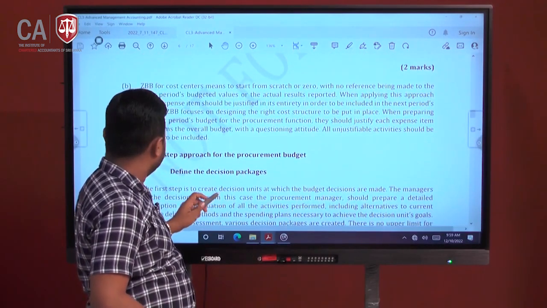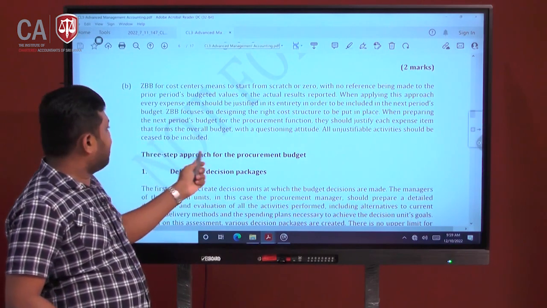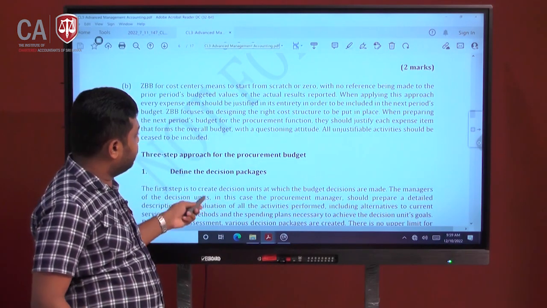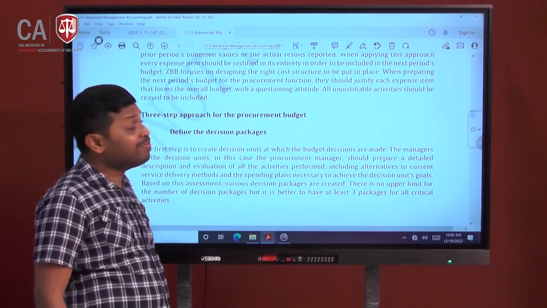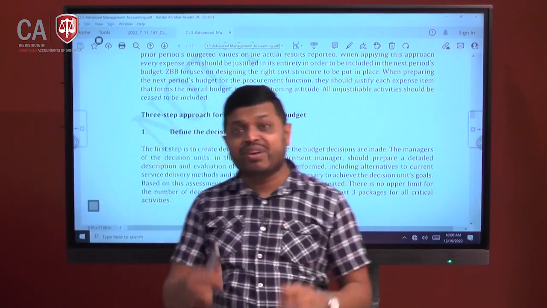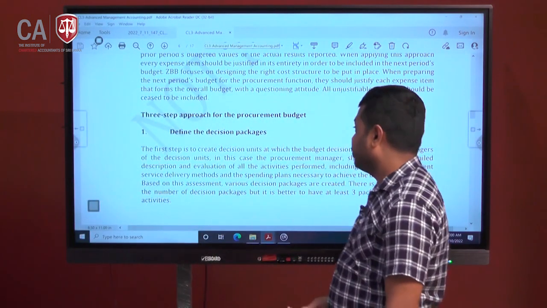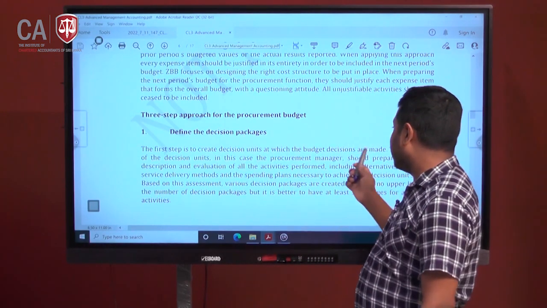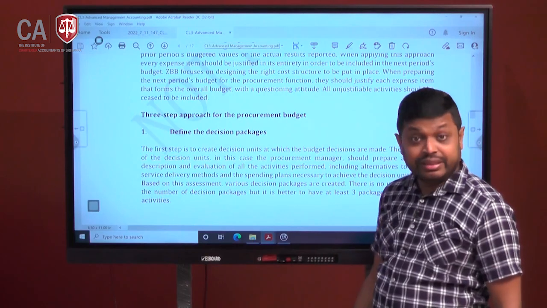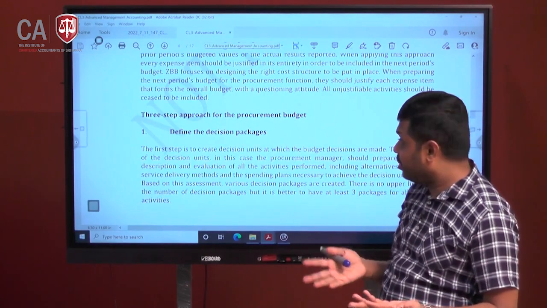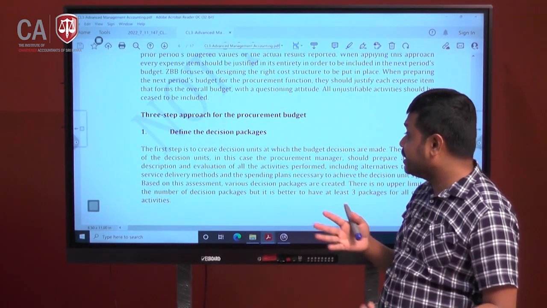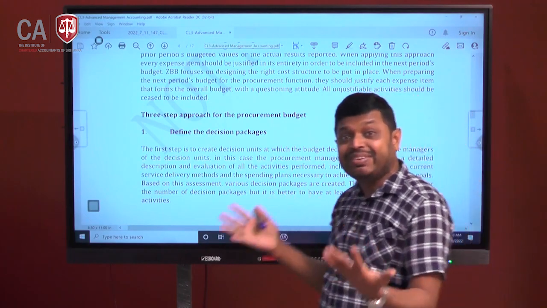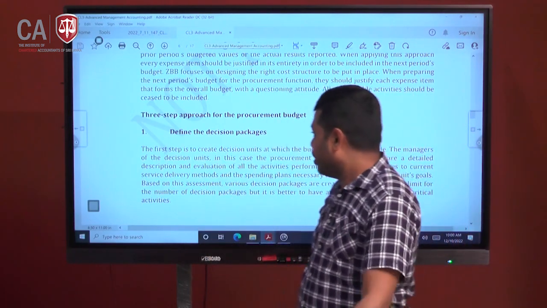Okay, now you can see the three-step approach for the procurement budget. Define the decision packages. Identify what areas you need to evaluate. The first step is to create the decision unit at which the budget decisions are made. Now you are going to allocate 10 million, so you have to see what the decision packages are, what the main activities involved are.